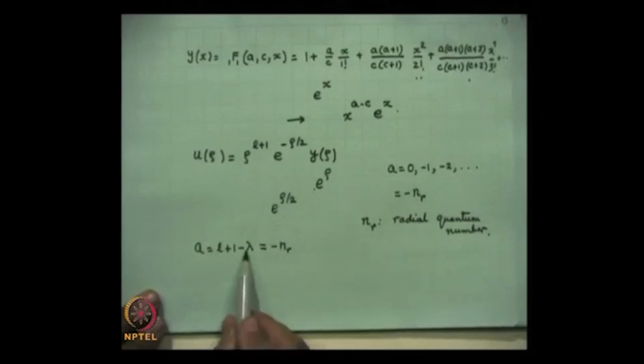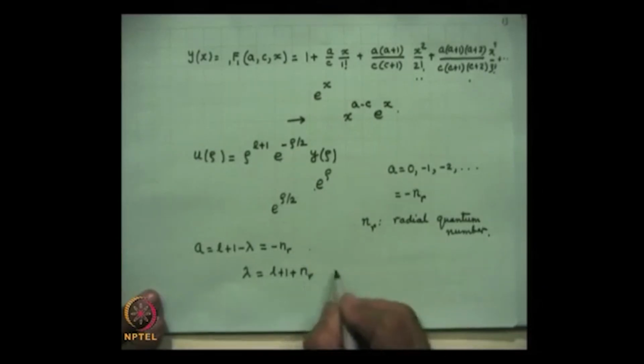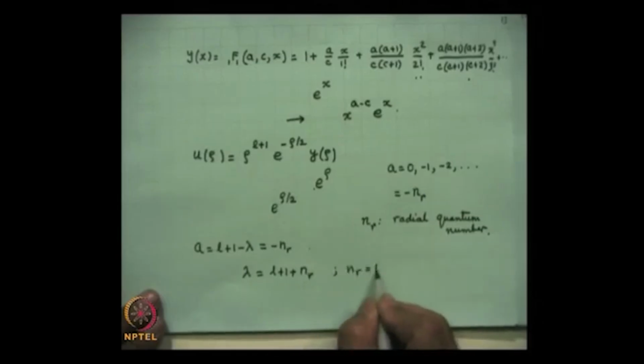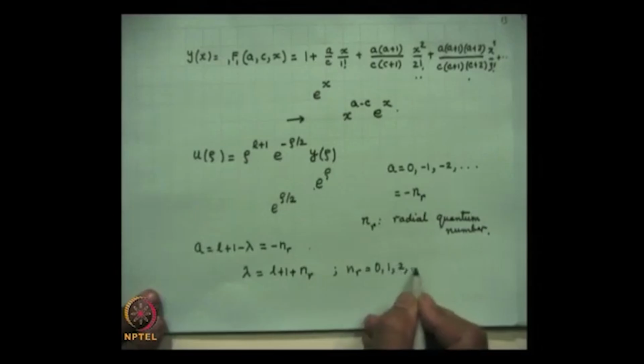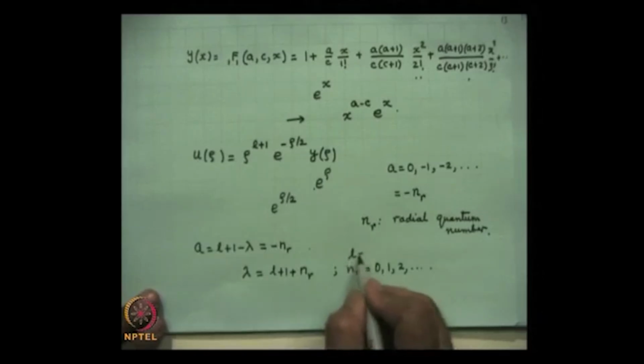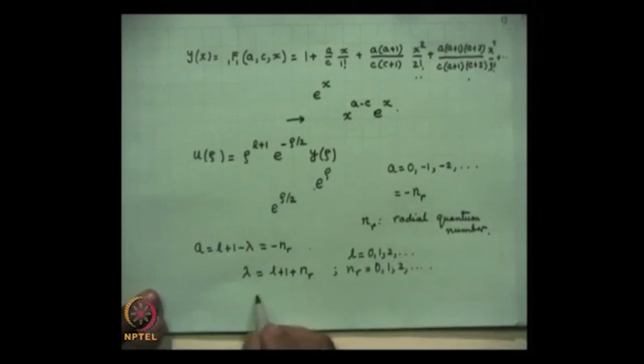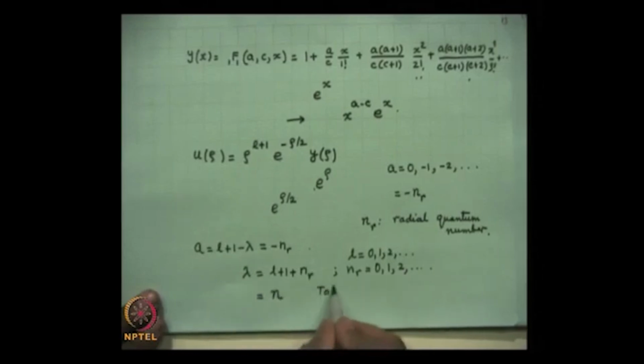So, please see this, I take lambda to this side and n_r to this side. So, I get lambda is equal to L plus 1 plus n_r, where n_r goes from 0, 1, 2, 3 to infinity. This is because L also, if you recollect, is equal to 0, 1, 2, 3, etc. So, this I write as equal to n, which is known as the total quantum number.